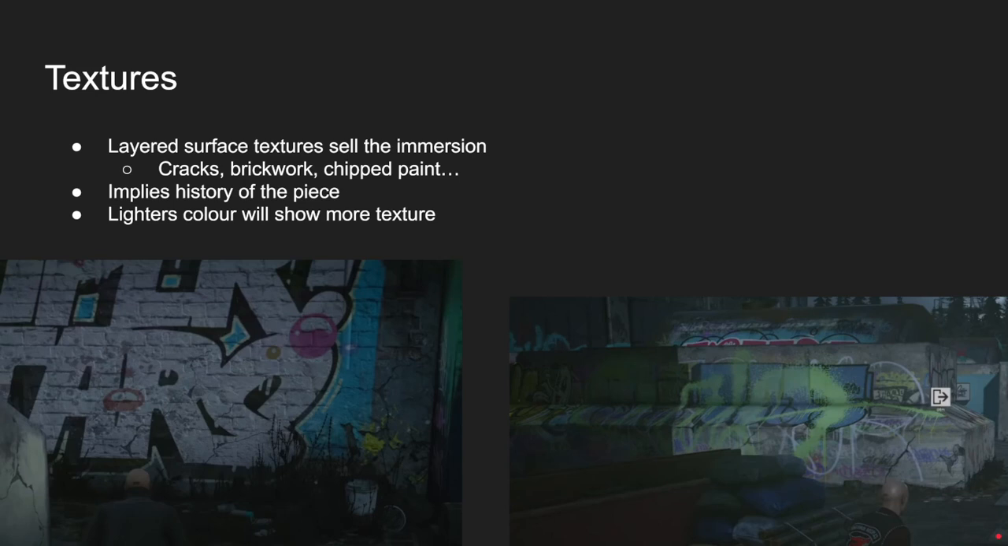And for the final note here, textures. Textures to me are the thing that sells the feel of graffiti the most. It doesn't only show the piece, but it also shows the surface itself and its history.